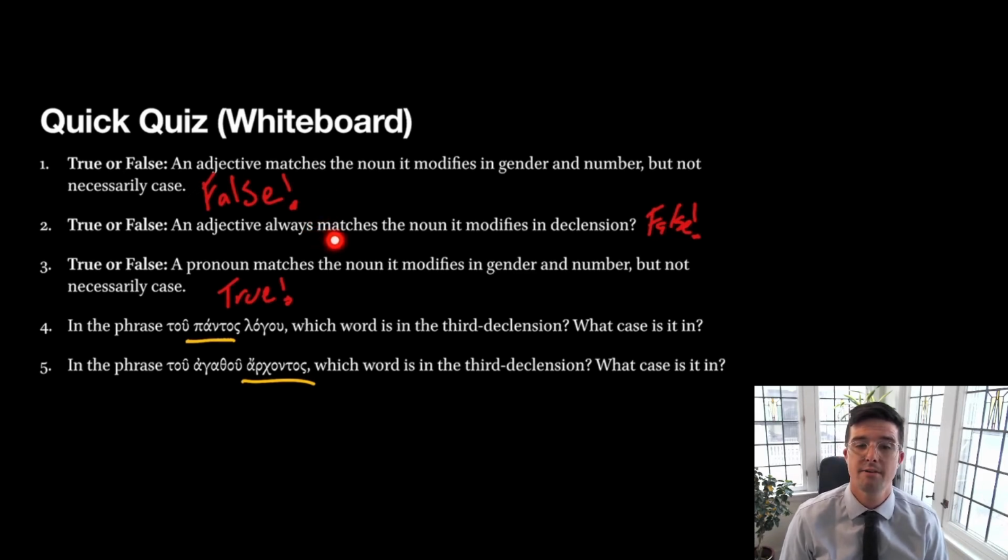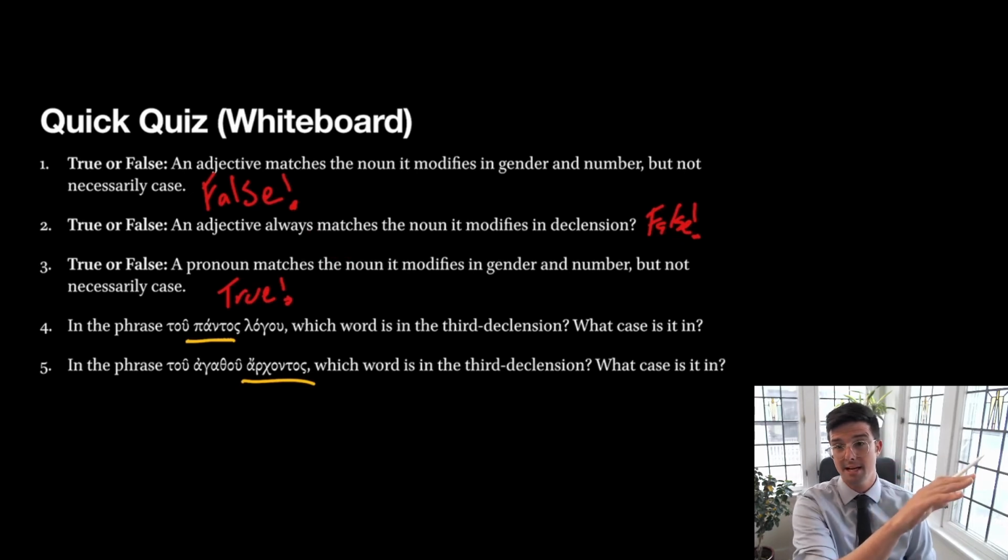Next question, an adjective always matches the noun it modifies in declension. False. You can have an adjective of the second declension or the third declension modifying a noun of the opposite, the second or the third declension. That is to say, a third declension adjective can modify a second declension noun and vice versa.